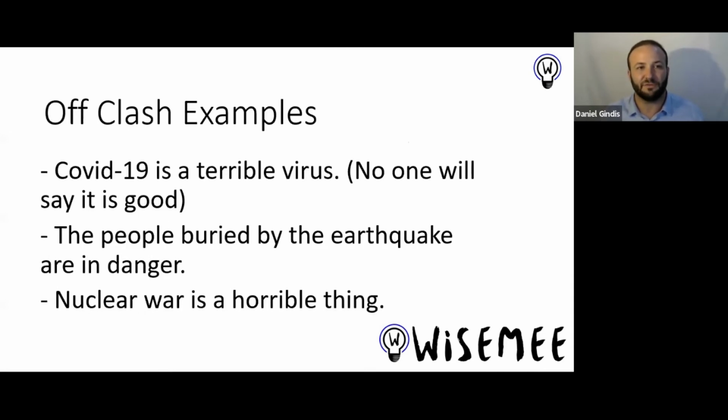So some examples of off clash are: COVID-19 is a terrible virus. No one is going to say that it's a good thing. No one's going to say the world is overpopulated, great that we have viruses. That's not going to happen.